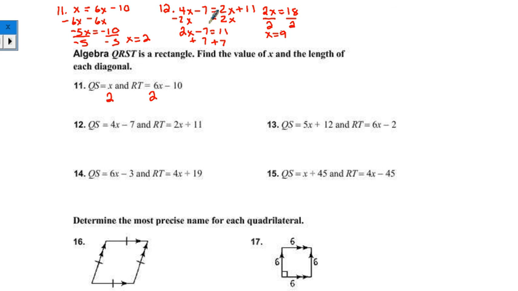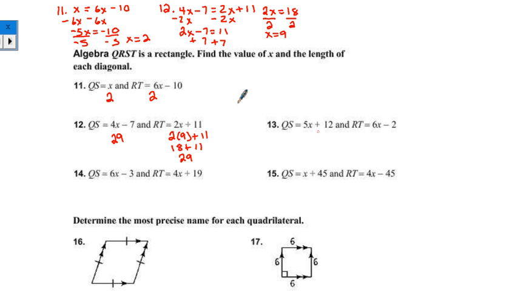Take and plug that back into one of them. You only need to plug it back into one of them, guys. So I'll do it in the second one this time. 2 times 9 plus 11 is going to be 18 plus 11, which is going to be 29. If this one is 29, then this one is also going to be 29.